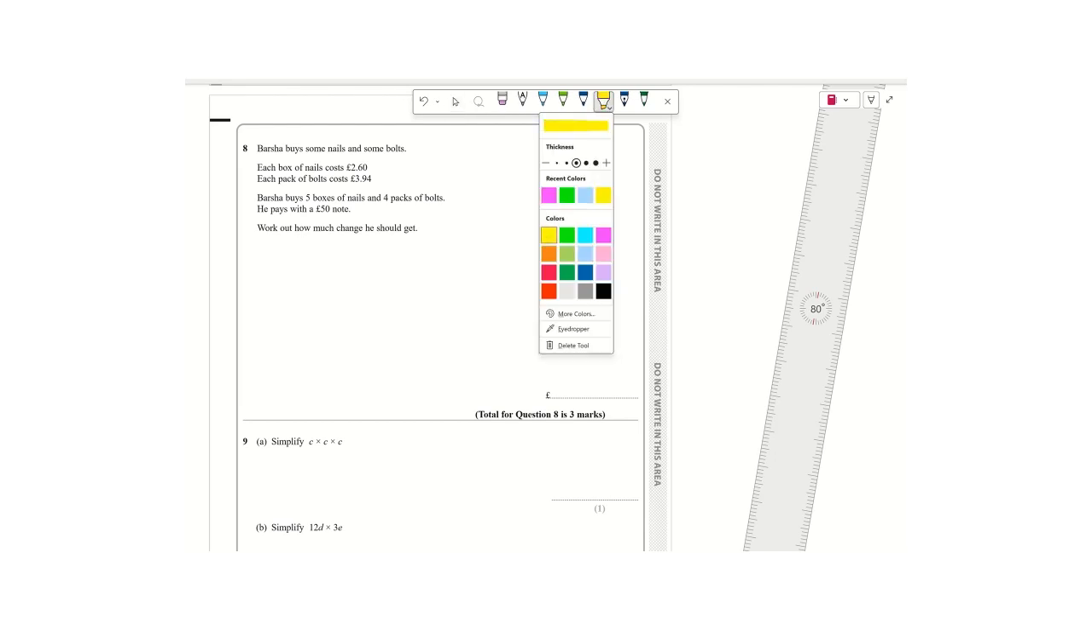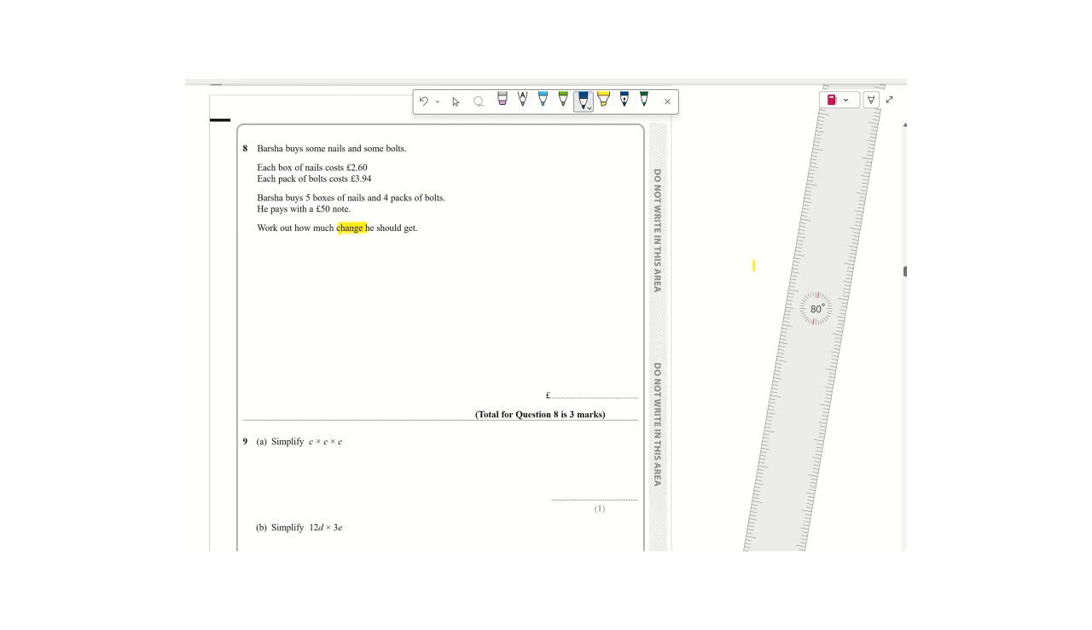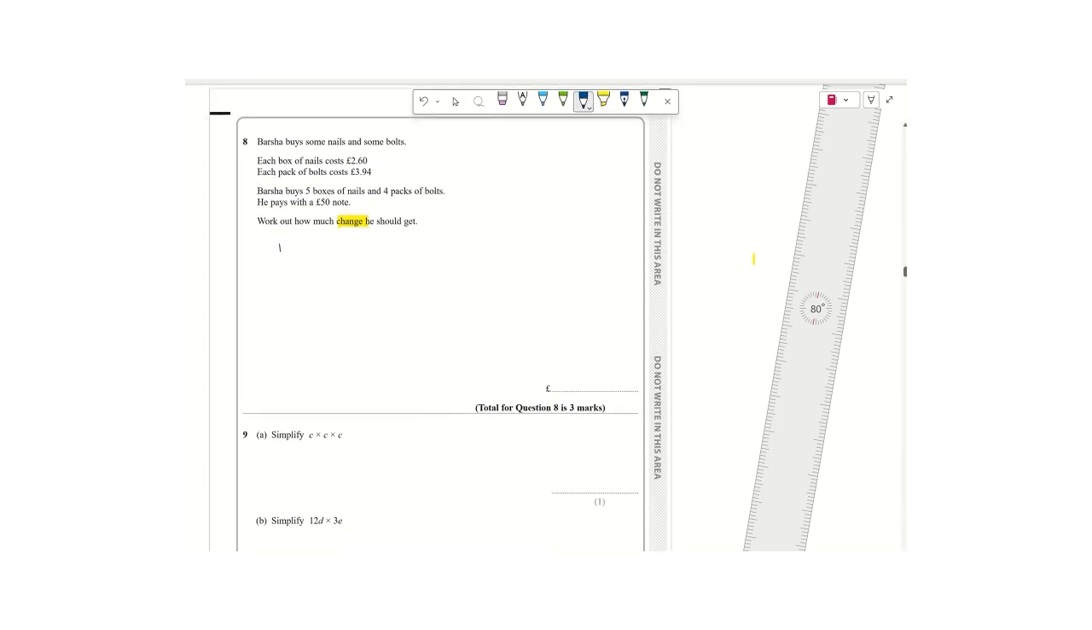So that's the key thing, we're looking for change. So we need to work out how much he pays and then how much money he gets back. So nails, 5 boxes at £2.60, and bolts, 4 packs at £3.94. If we work those two numbers out, £13 for the nails and £15.76 for the bolts. So in total, when you add that up, you'll get £28.76.